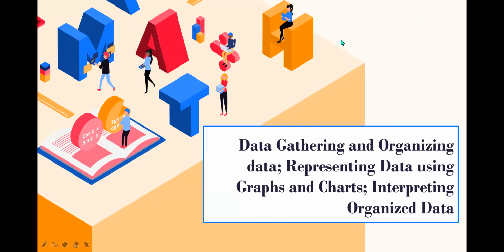For today, our topic is all about data management. So the first topic for the data management under the MMW, or the Mathematics in the Modern World, is what we call data gathering and organizing data. Number two is representing data using graphs and charts. And number three is interpreting organized data. Okay, now let's continue. So that is our topic for today.